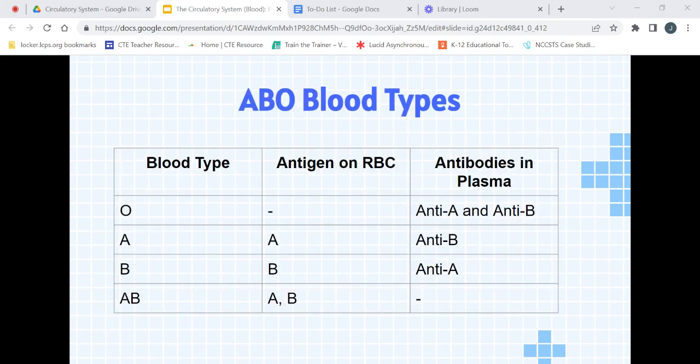This just shows the specific ABO blood types. It shows the blood type, the antigen on that blood type's red blood cells, and then the antibodies in the plasma.